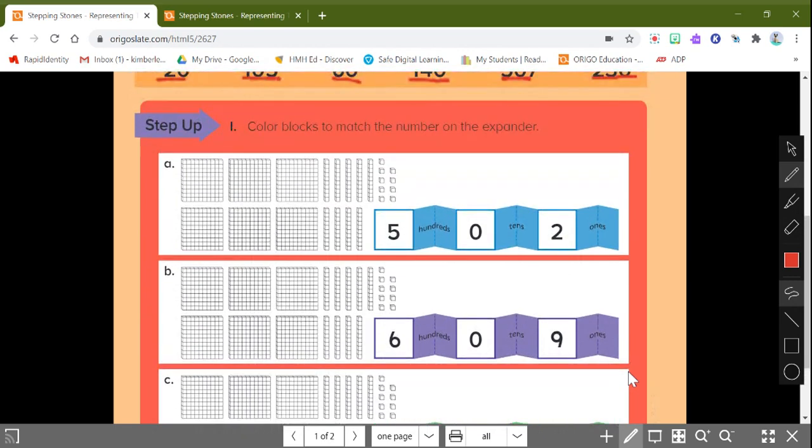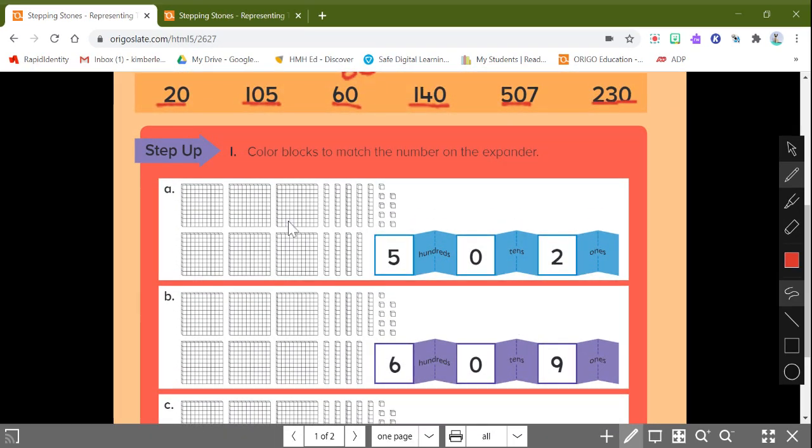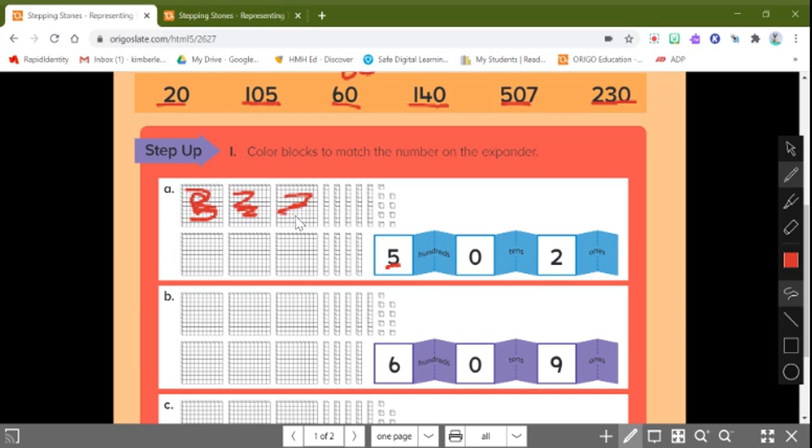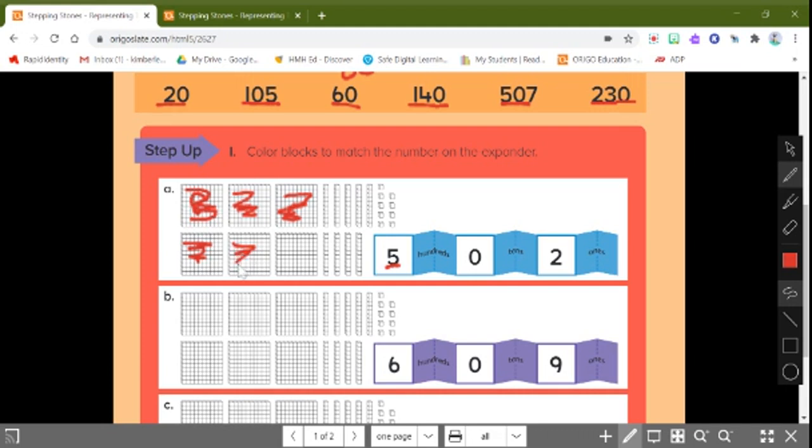Let's look down here. We're just going to do the first 2. Color the blocks to match the number on the expander. So I have 502. So I'm going to color in 500s blocks. Since I'm on a computer, I'm just going to kind of squiggle across them like this. So there we go, makes it not look like a 3. There's 100, 200, 300, 400, 500. I don't need to color this last one in because I only need 5 of them.